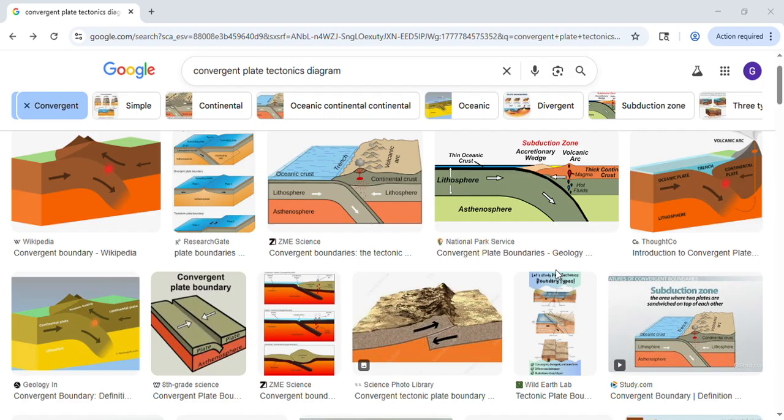So, what exactly is a plate? In geography, a tectonic plate or a lithospheric plate. So, let's get started with this.